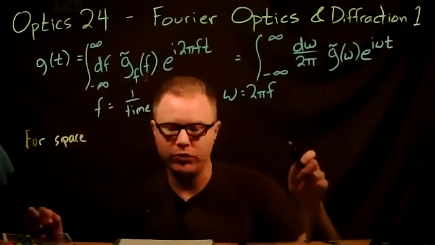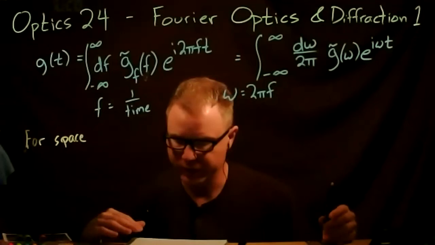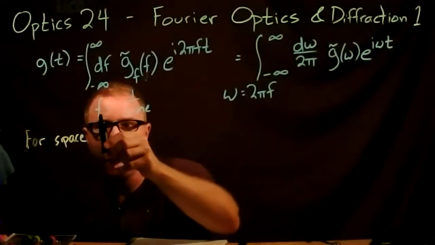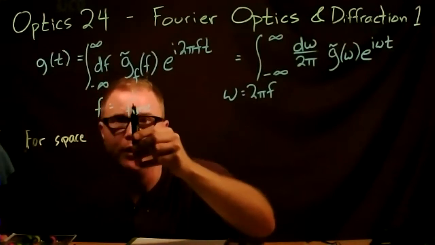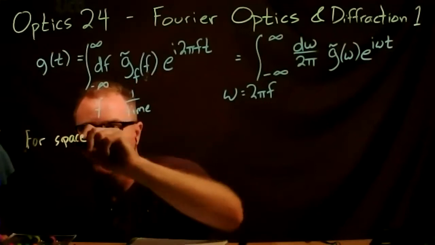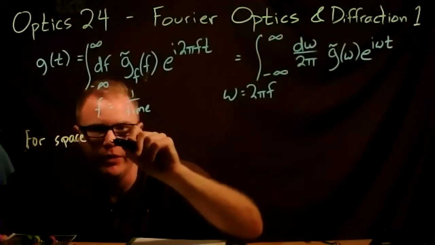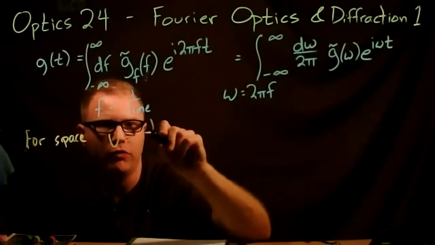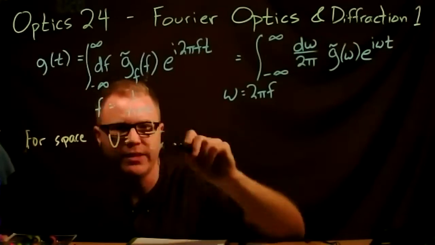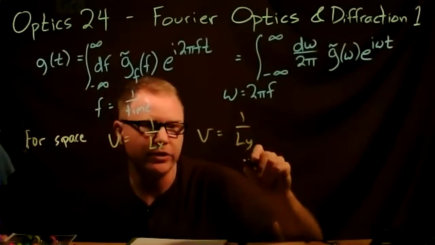Let's generalize this to two dimensions, and then I'll show some examples of two-dimensional Fourier transforms. In time, we have hertz, one over an actual time. In space, we have what's called a spatial frequency. So we have u, which is one over some length scale in the x direction.